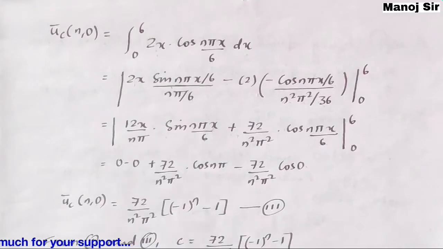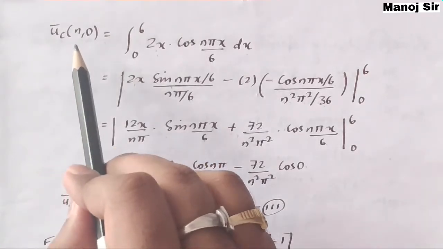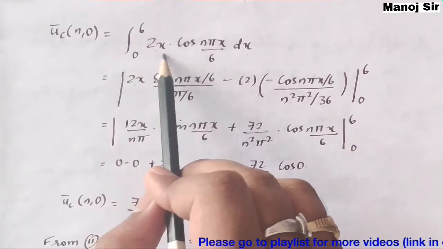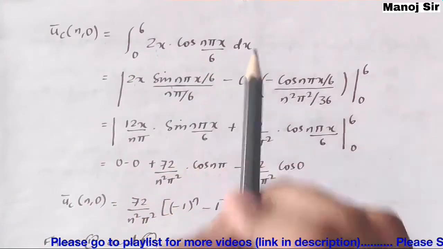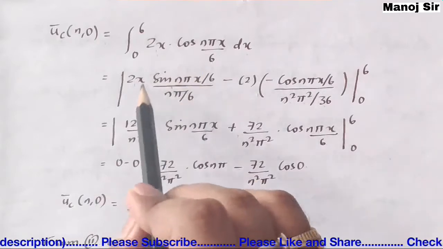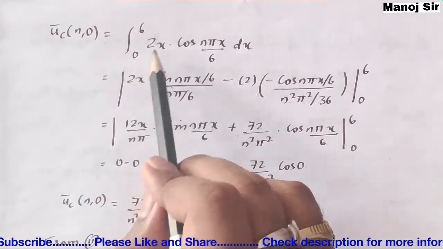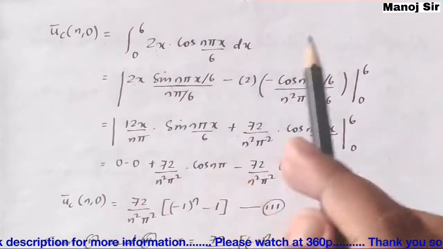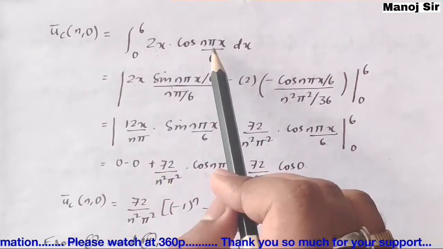Okay, so u bar c at t equal to 0 is equal to the integration from 0 to 6 of 2x cos(n pi x upon 6) dx. Now we will apply the chain rule for solving this integration. So this is my first function, this is my second function, as per Eilert rule.